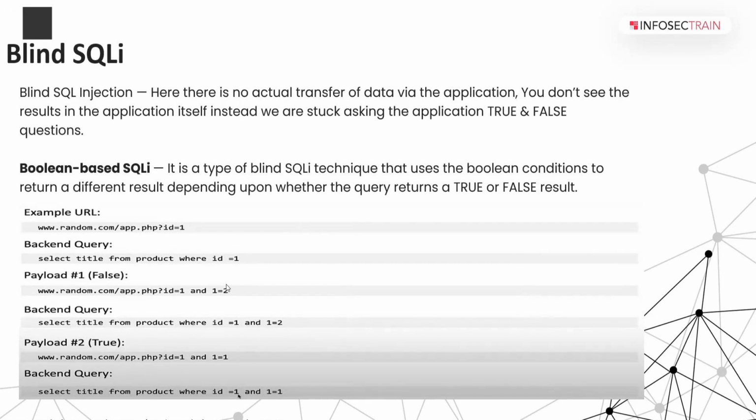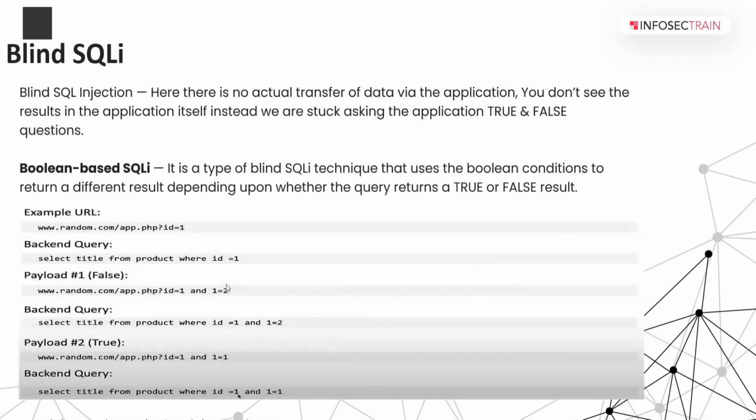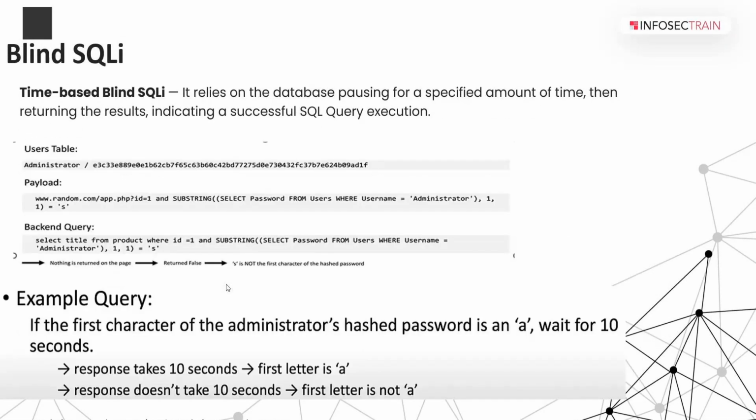And the second one is time based, which is nothing special. In my experience, if there is blind SQL injection, in that case most of the time if there is union based SQL injection, then time based is also there, right?